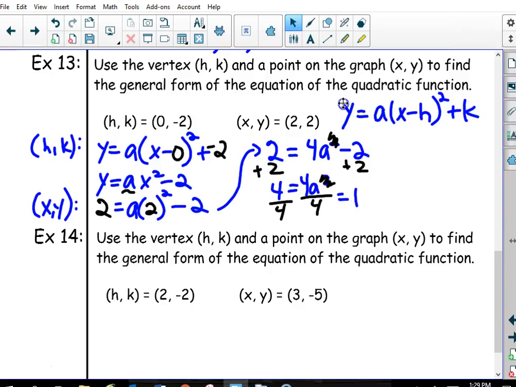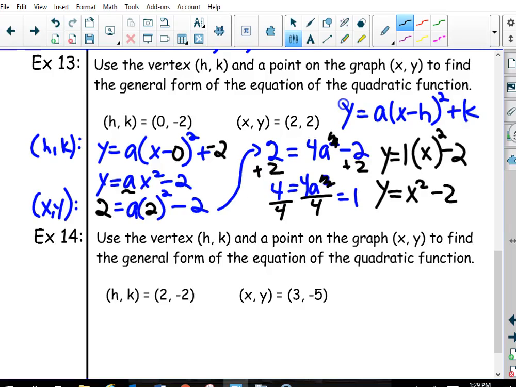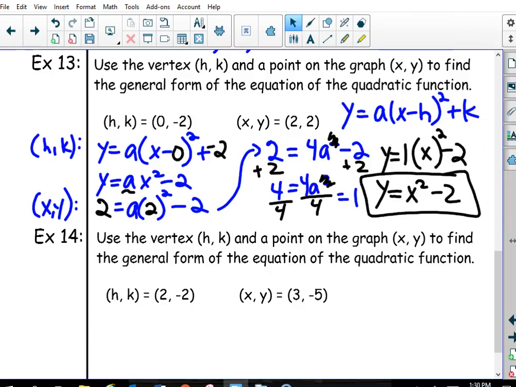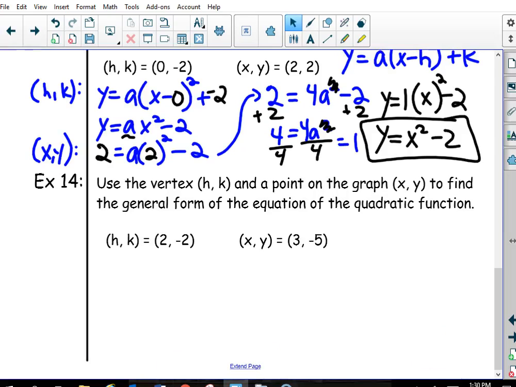And our final, what they call standard form, is going to be y equals 1(x minus 0) squared minus 2. I'm going to clean that up a little. And that one's done. Kind of the same idea. So what I want you to do is go ahead and try this on your own. I'm going to stop the video, put up the answer, and then hopefully we'll be right on, and if not, maybe we'll figure out where either your error or mine is.